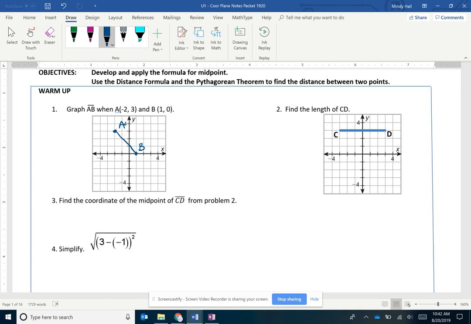So then the length of CD, you are just counting 1, 2, 3, 4, 5, 6. So CD is 6.